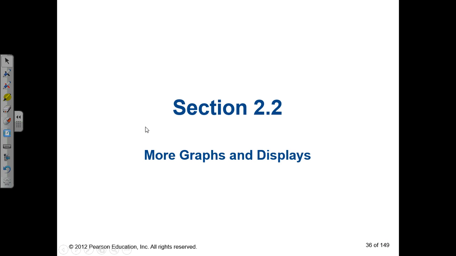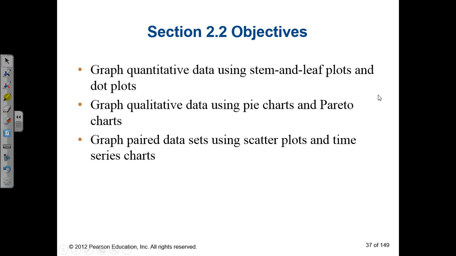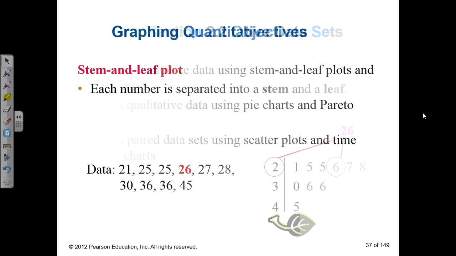Okay, now we're starting section 2.2 where we're going to look at some more graphs. We're not going to concentrate very heavily on this section, not on homework or on the test. Mainly we're going to be looking at the stem and leaf plot and the pie chart, the two graphs that we'll be considering the most. But I'm going to go over these others just so you know that they exist and how they work.